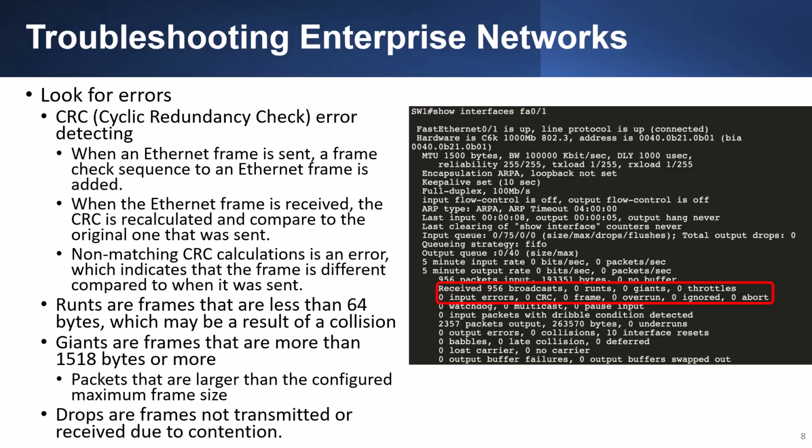Runts are frames that are less than 64 bytes, which may be a result of a collision. Giants are frames that are 1,518 bytes or more, which is larger than the configured maximum frame size. Drops are frames not transmitted or received due to contention.